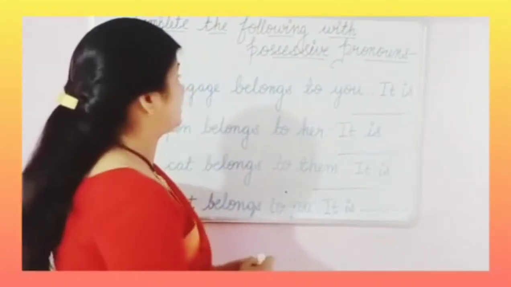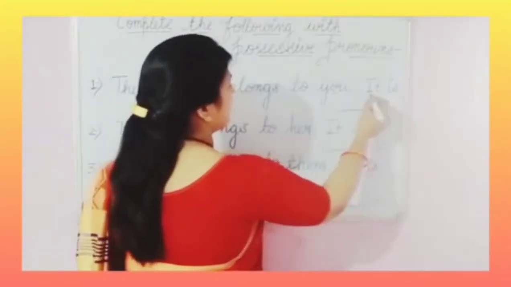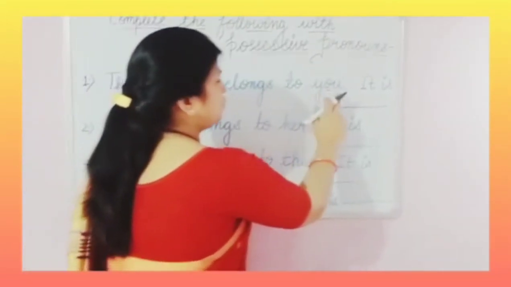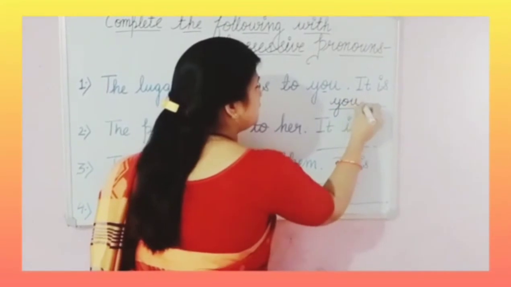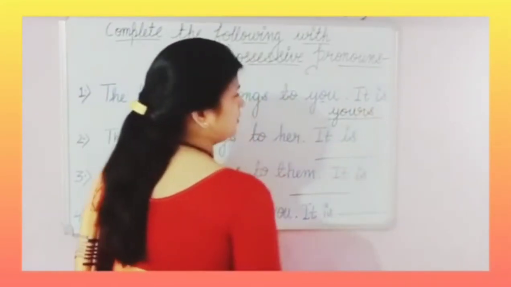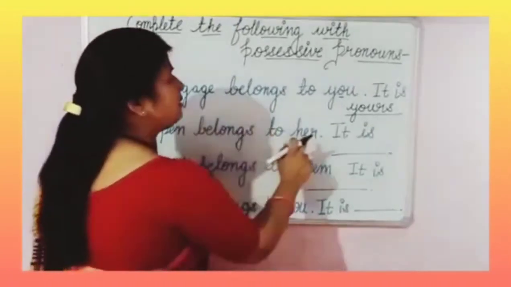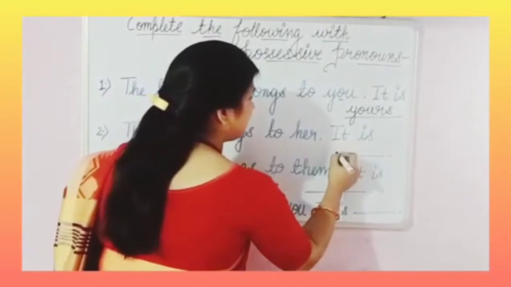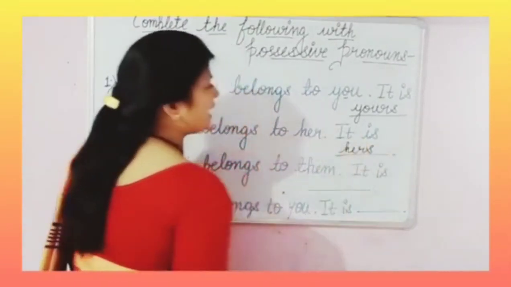Ab isme kya hoga, kiska hai ye? Aapka hai na, it is yours. To yahan pe kya likhenge? The luggage belongs to you, it is yours. So we will write over here yours. Okay, right. Now here you see, the pen belongs to her. Ye pen kiska hai? Uska hai, us girl ka hai. Har ladkiyon ke liye use hota hai. So this pen belongs to her, it is hers. Kya use karenge? Hers. Bas s laga denge.